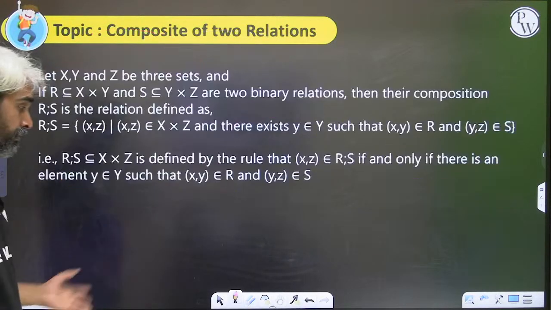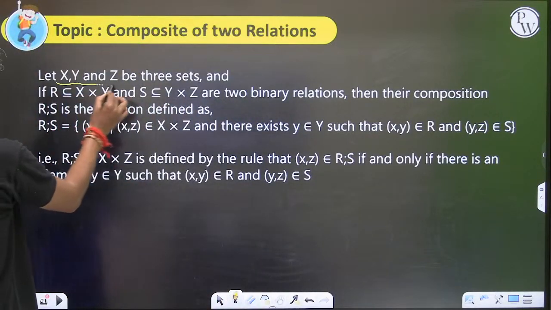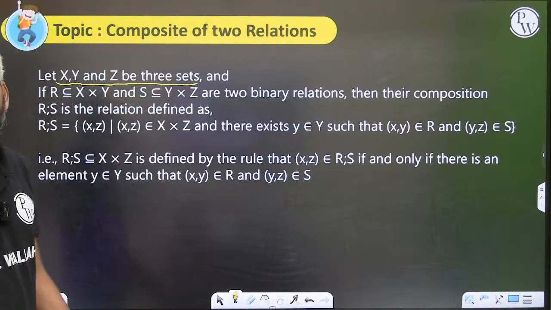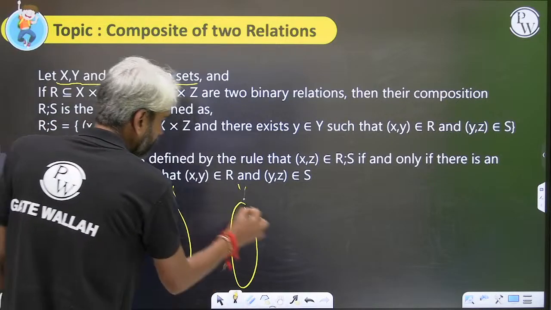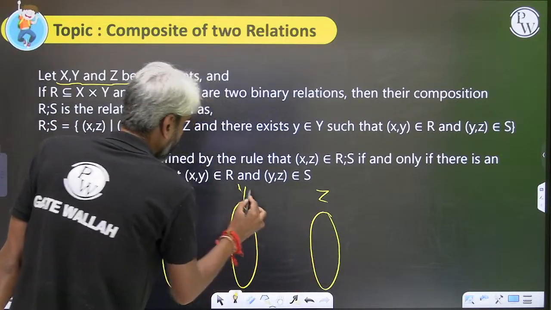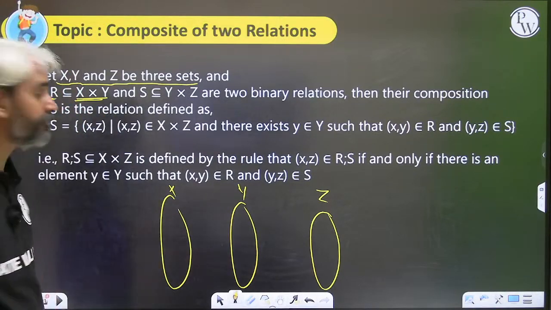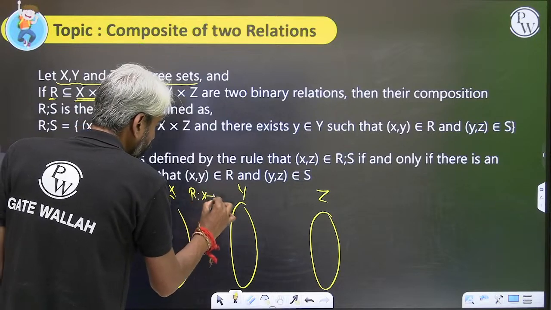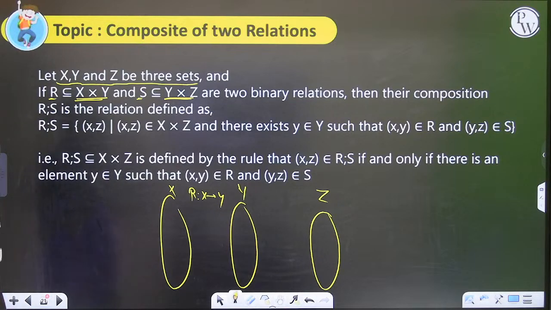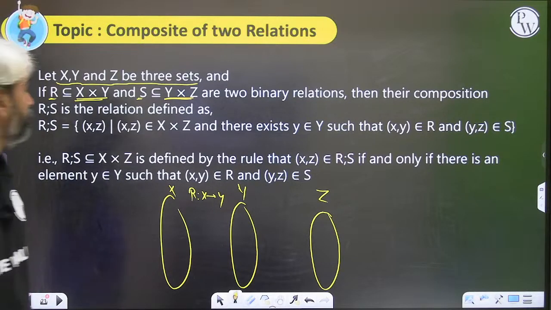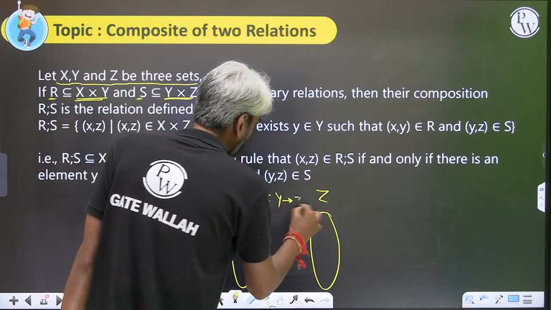So, let's just try to understand this. That will be enough. Let X, Y and Z be three sets. I'm just trying to define rather than A, B, C, we are using X, Y, Z. So, let's assume X is one set, Y is another set, Z is another set. Now it is saying that R is a subset of X cross Y. So whatever is a subset of X cross Y will be a relation from X to Y. So R will be a relation from X to Y. Similarly, S is a subset of Y cross Z. That is, whatever is a subset of Y cross Z will be a relation from Y to Z. So S is a relation from Y to Z.